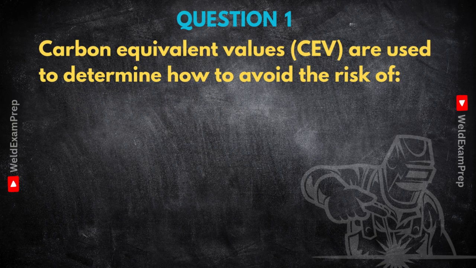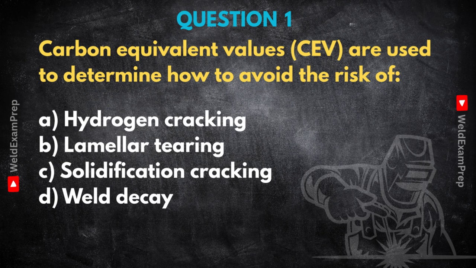Perfect. All right, let's dive straight in then with our first challenge, okay? Carbon equivalent values, or CEV, are used to determine how to avoid the risk of. Which of these is it? A, hydrogen cracking, B, lamellar tearing, C, solidification cracking, or D, weld decay? Take a second, think about that one.